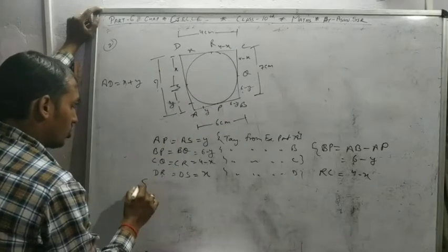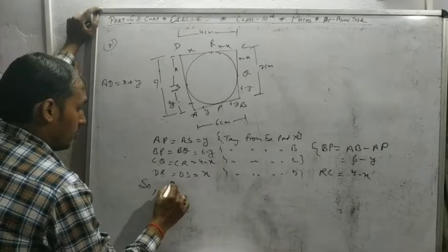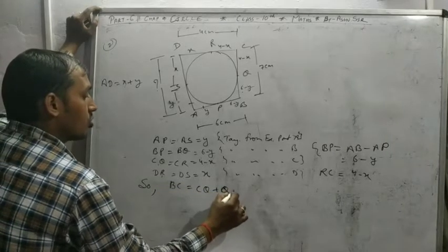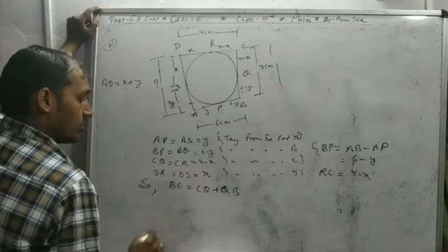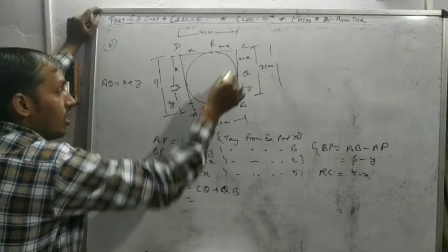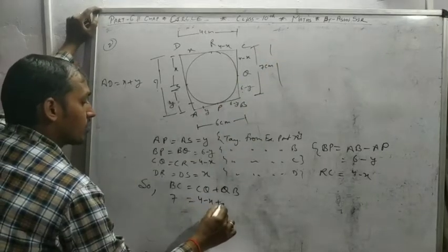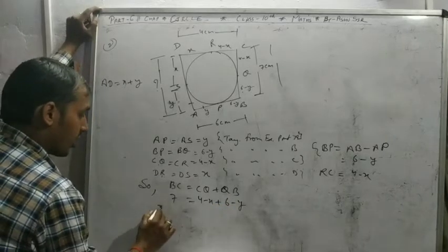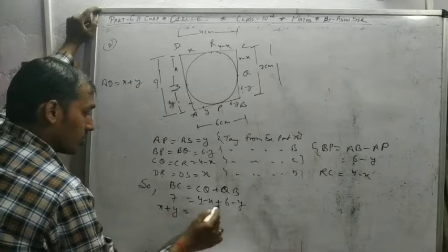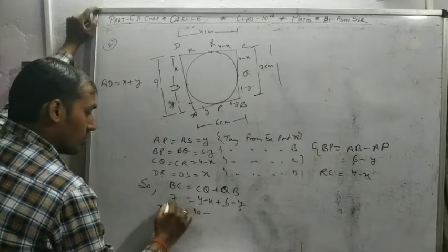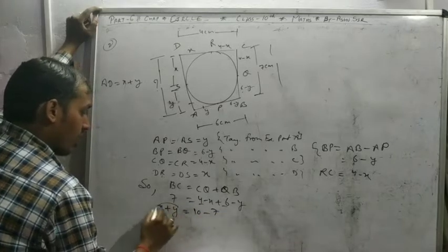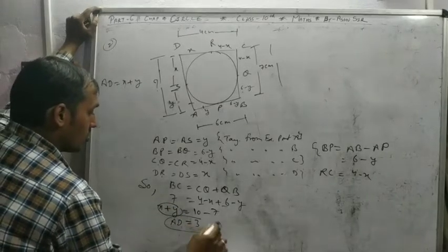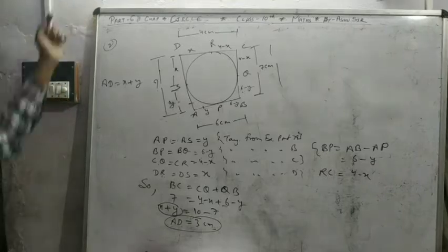So we can say BC is equal to CQ plus QB. This plus this is 7. This is 4 minus x plus 6 minus y. X and y sent to opposite side. 6 plus 4 is 10, minus 7, and x plus y make the AD is equal to 3 centimeter.